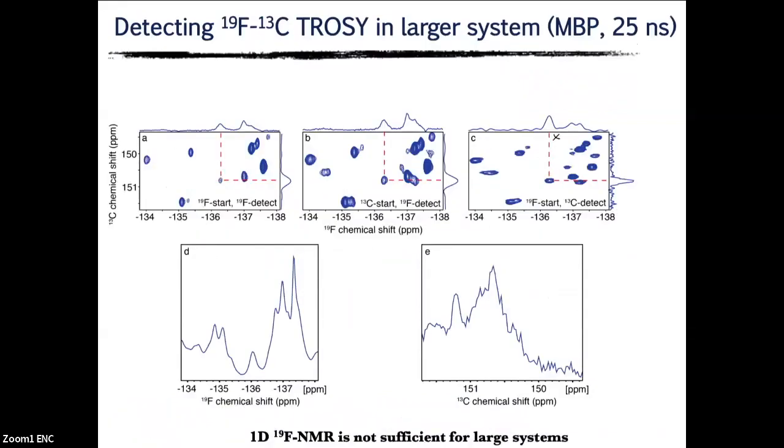Now, here are the spectra that you can see here. Here's the out-and-back TROSY, and here's the out-and-stay TROSY. We prefer the one where we detect carbon because the resolution is in the carbon dimension, and we want to put that in the direct dimension. And here's again a key aspect. What I show you is the fluorine spectrum and the carbon spectrum. You can see that both of them are not able to resolve all the peaks, but if you record a 2D experiment, you can get fantastic resolution.